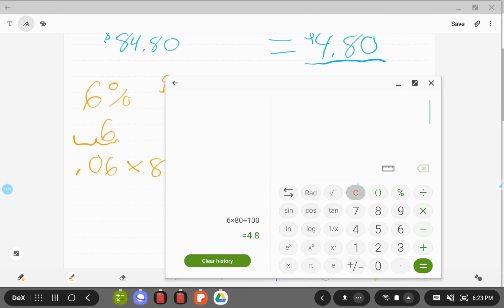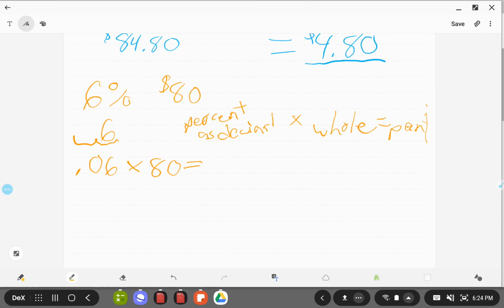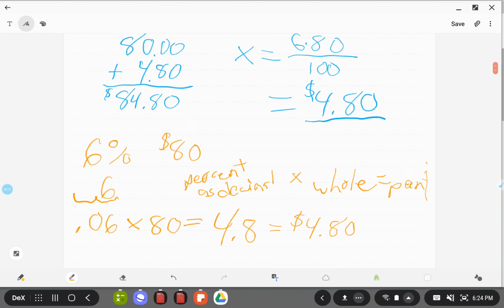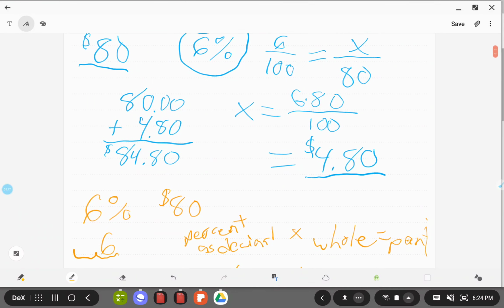So our part would be multiplying those two together. So I would have 0.06 times 80 gives me 4.8. And since we're talking about money, we know that actually means $4.80, which is exactly the same thing I got up here, right? So same answer, two different ways to get it.